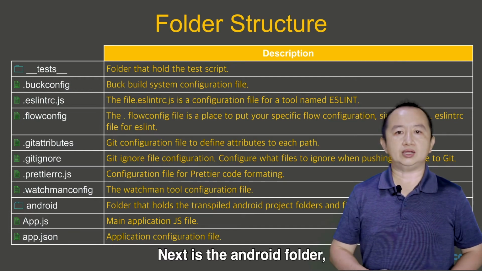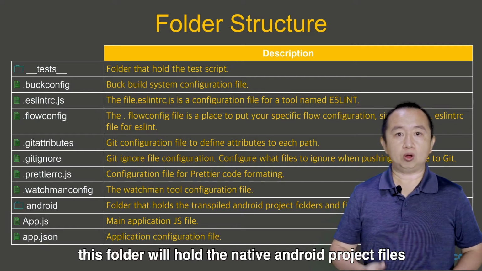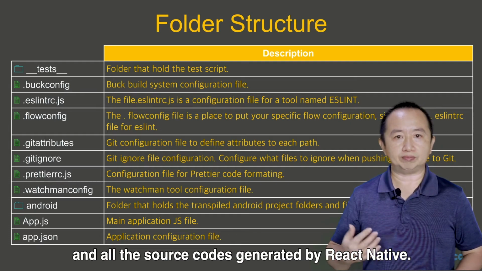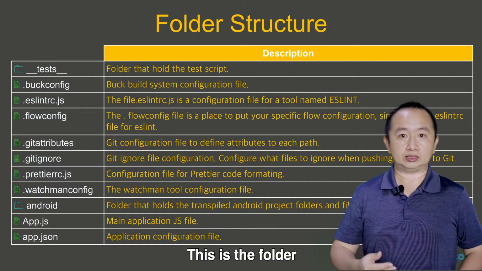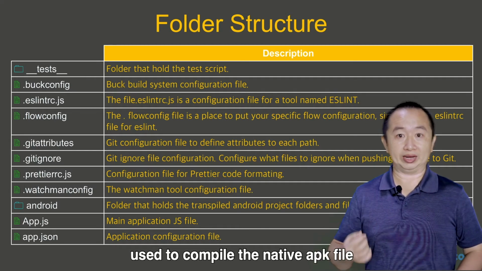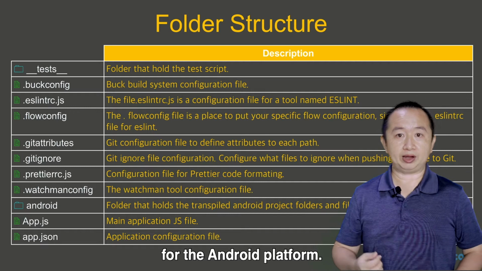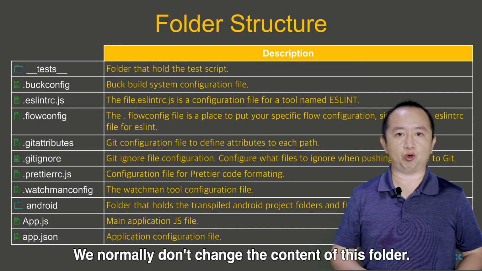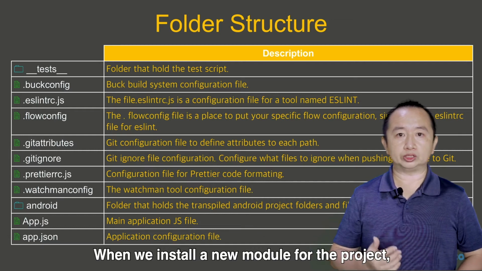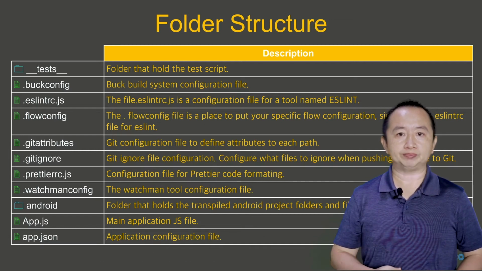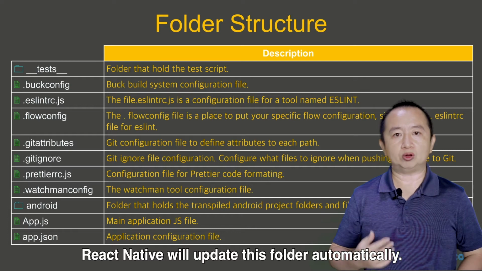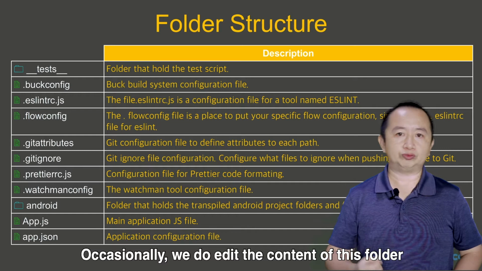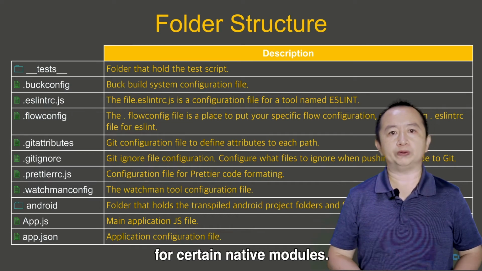Next is the Android folder. This folder will hold the native Android project files and all the source code generated by React Native. This is the folder used to compile the native APK file for the Android platform. We normally don't change the content of this folder. When we install a new module for the project, React Native will update this folder automatically. Occasionally, we do edit the content of this folder for certain native modules.